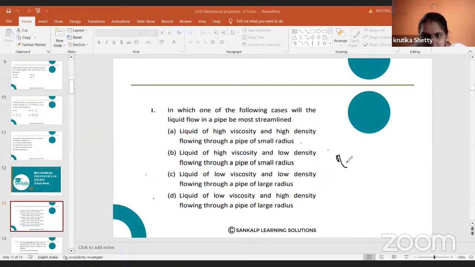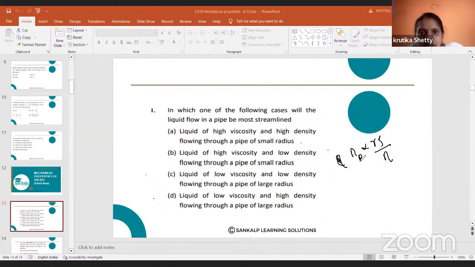Reynolds number is proportional to R into rho upon eta. So now you see this. They are inversely proportional. So in which of the following cases is it most streamlined? The Reynolds number should be less. Which condition satisfies that among A, B, C, D? Let us see what students are telling. It is B. Yes, very good.